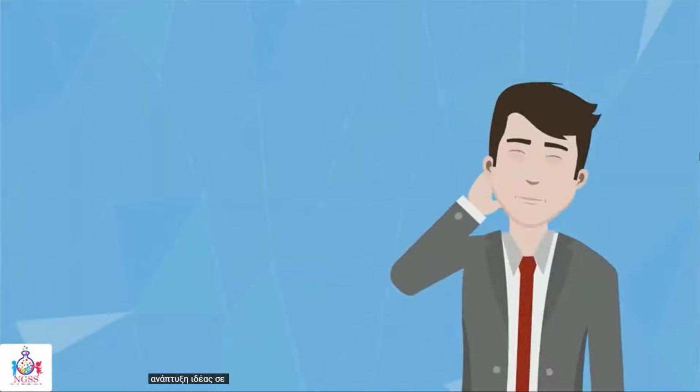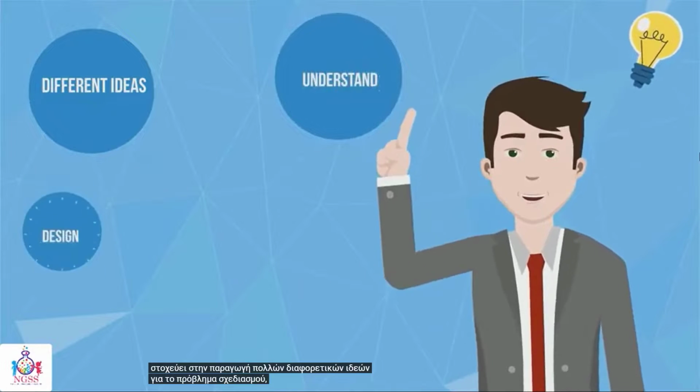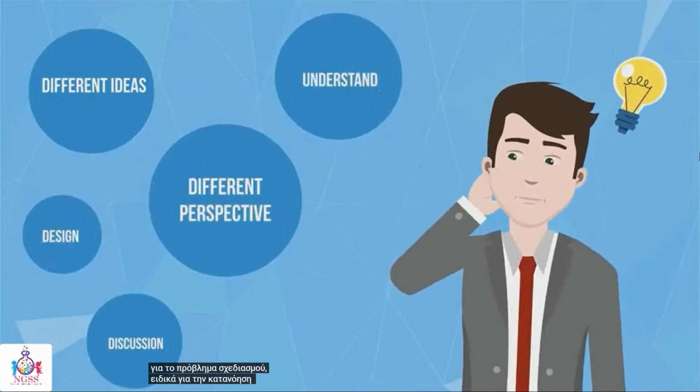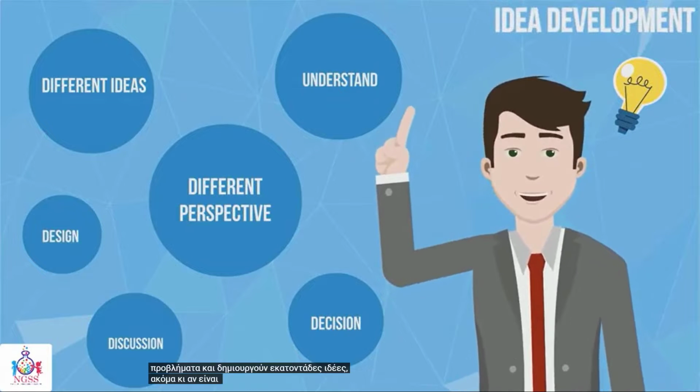Idea development. At this stage, it is aimed to produce many different ideas for the design problem, especially in order to understand design problems and generate hundreds of ideas, even if ridiculous. The aim here should be to look and think from different perspectives on the subject. Then, previous studies to solve the problem are investigated. The resulting ideas are discussed and a decision is made on an idea.